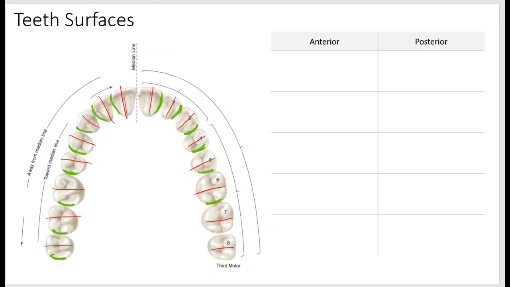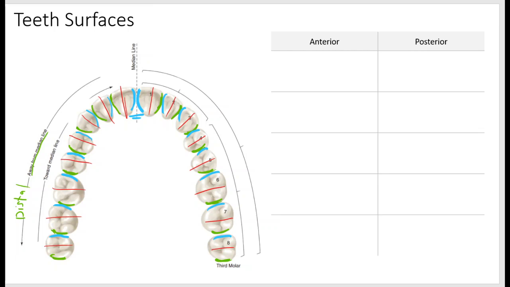I'm going to color code it because hopefully this would help. So away from the midline is the distal surface. Towards the midline is the mesial surface. So this is the mesial. Let me make this a little bit bigger so I can do this easier. That's the mesial. And again, see these, the central incisors are the only ones that have mesials facing each other. That's the mesial, mesial, and mesial.